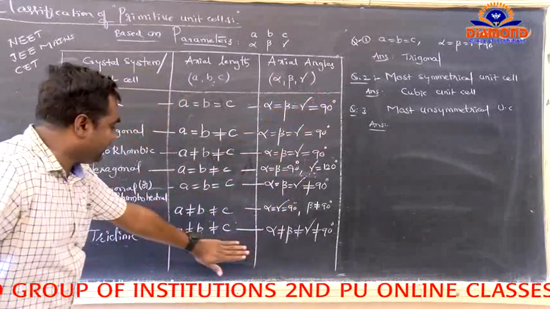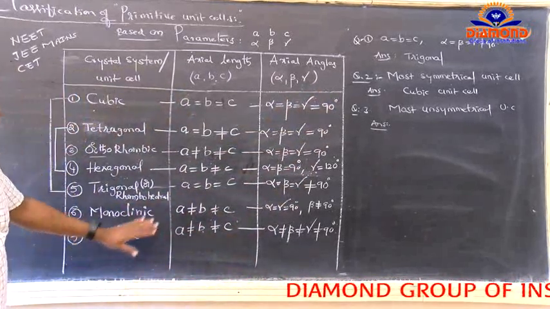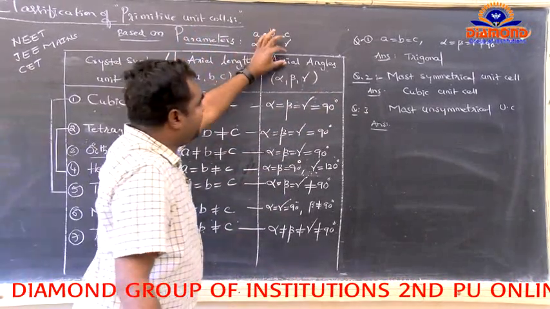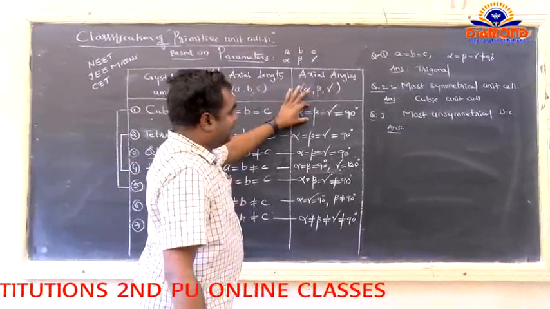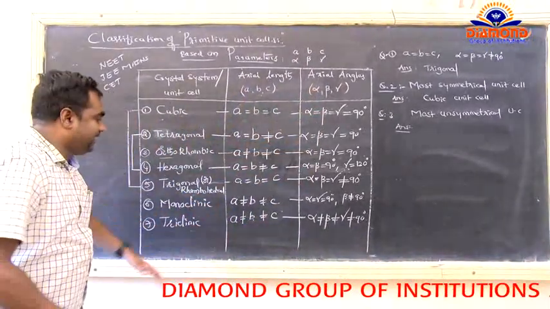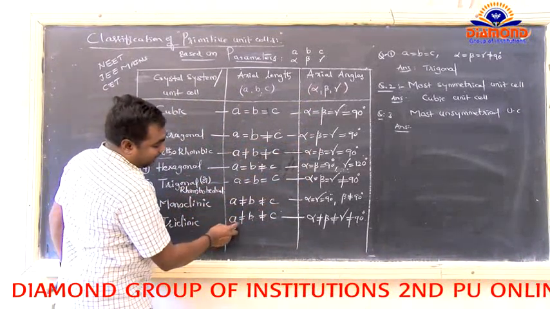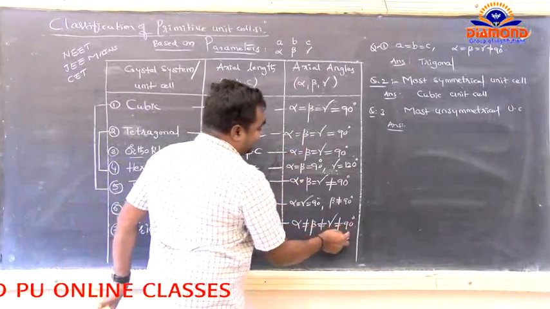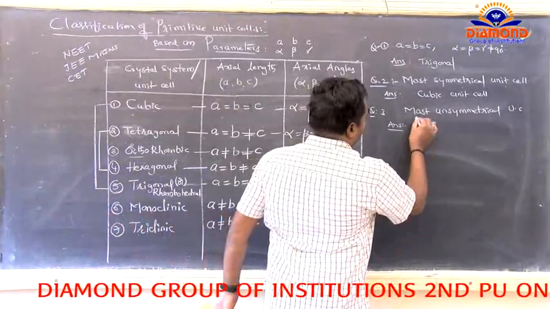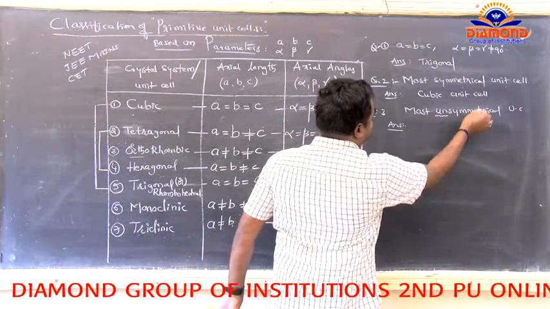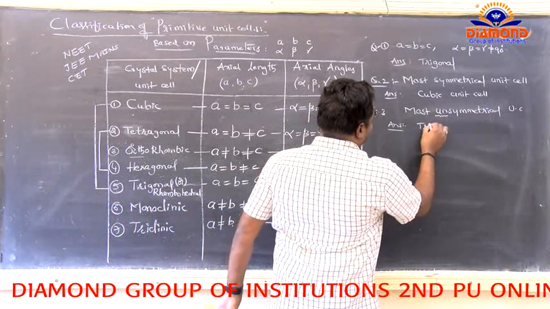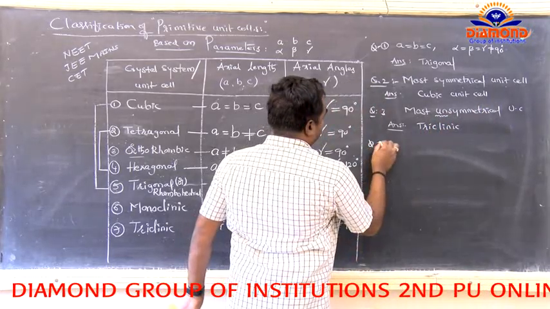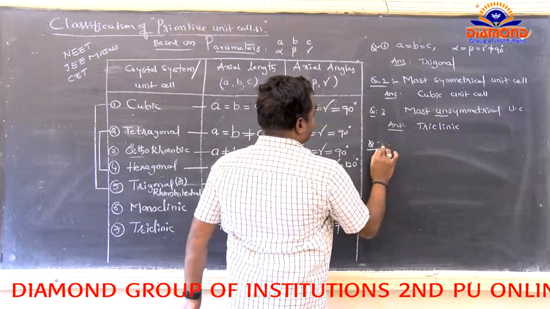So what is the unit cell? Simply the last one, triclinic. Quite opposite axial lengths and quite opposite axial angles belong to the triclinic. The triclinic has A not equal to B, not equal to C, and alpha not equal to beta, not equal to gamma, not equal to 90 degrees. It is the most unsymmetrical unit cell. Now, question number 4.